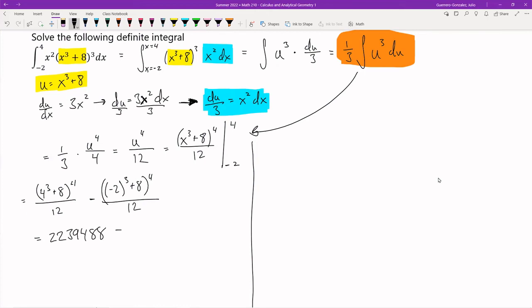2,2,3,9,4,8,8 minus -2 cubed plus 8 to the 4th divided by 12, and that is 0. So this is equal to 2,2,3,9,4,8,8, and we are done. We evaluated it. That's it.